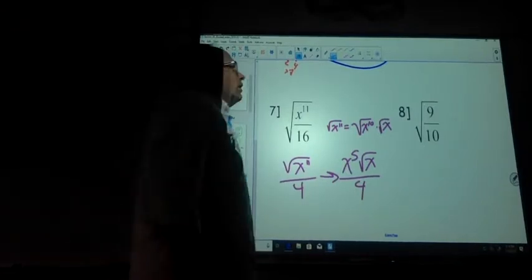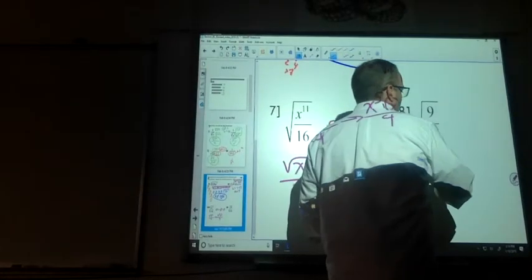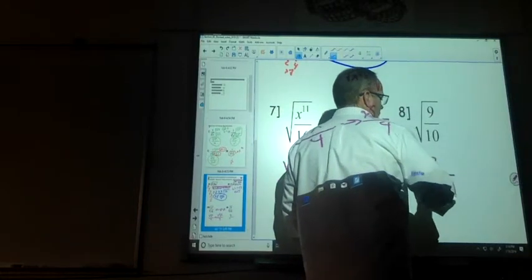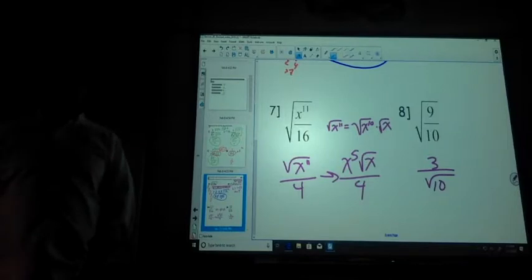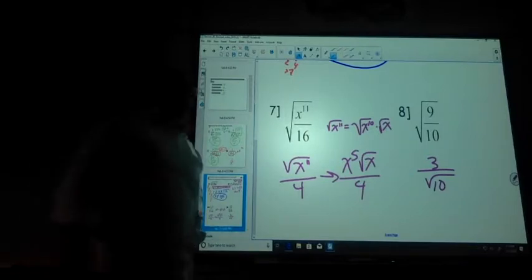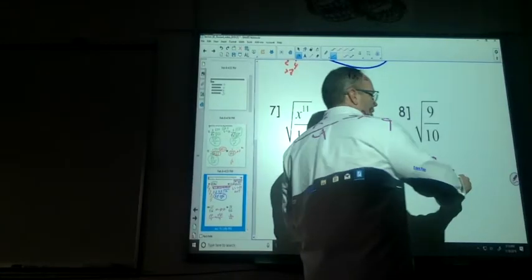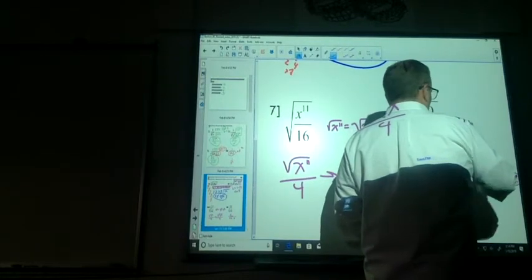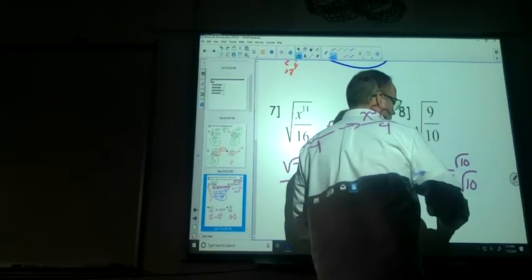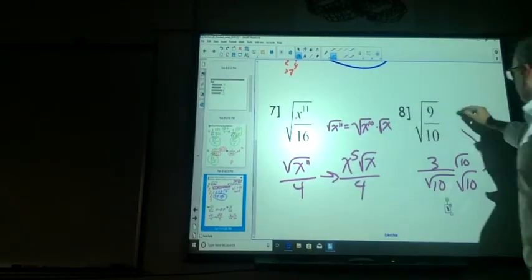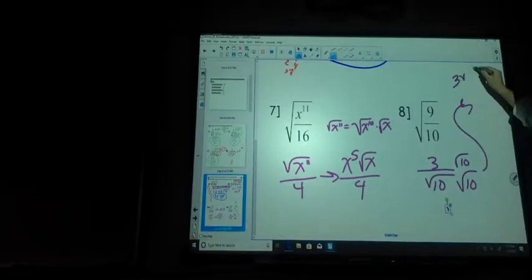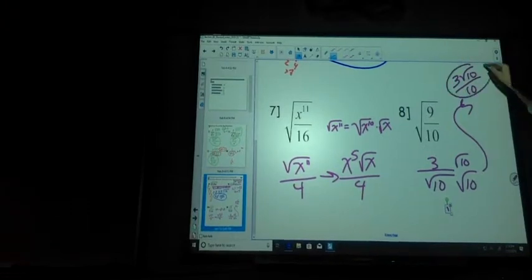All right, number 8, some of you might see this right away as this. And you're like, okay, cool, now what? Well, you can't have a radical downstairs. So what should we multiply the bottom and the top by? Root 10 works for me. So I get 3 root 10 over 10. Check to see if these outside reduce. They don't. I'm done.